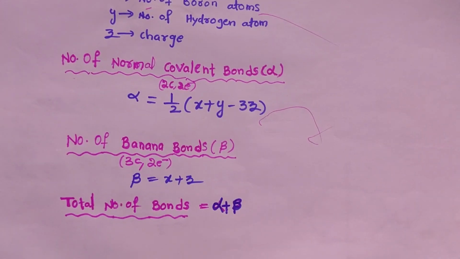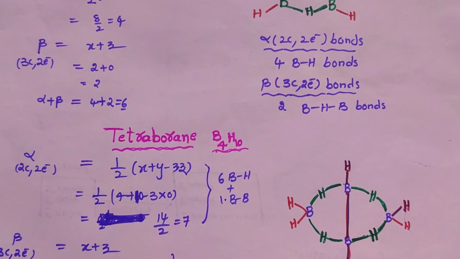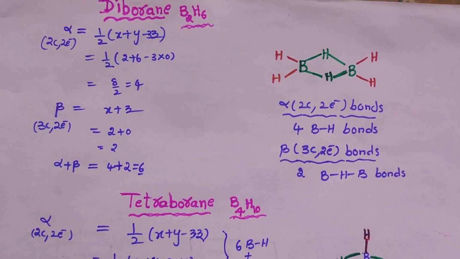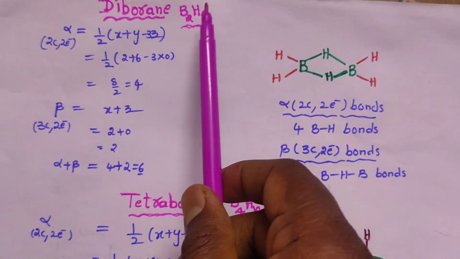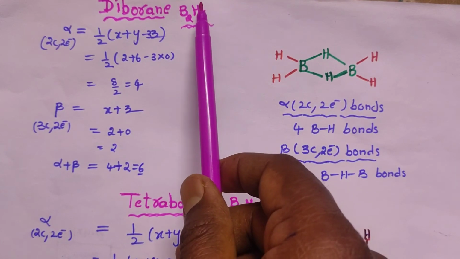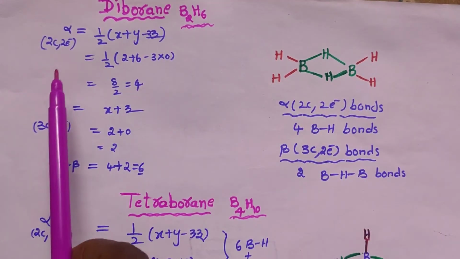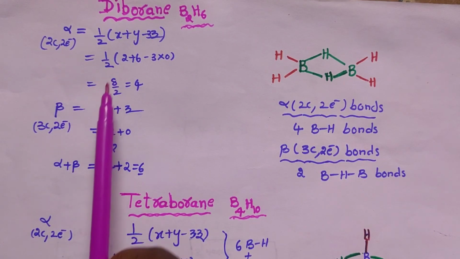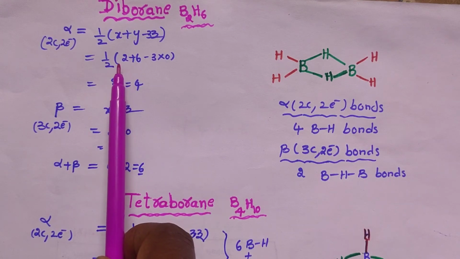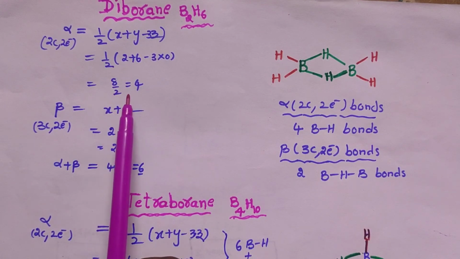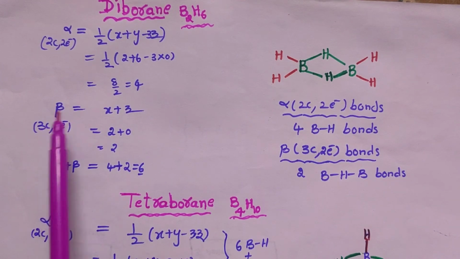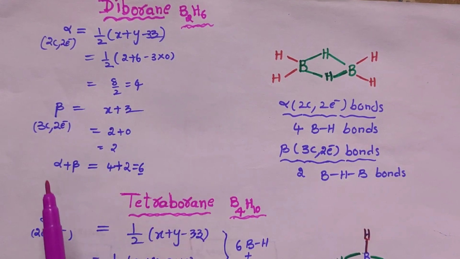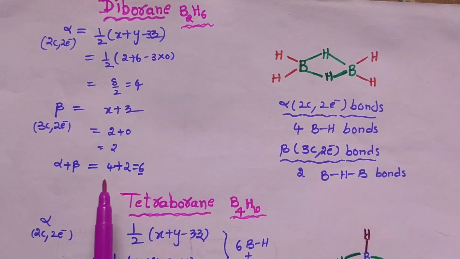Now we consider some examples. First of all, we go for diborane. Diborane formula is B2H6. Here x is 2 and y is 6, and there is no charge on it. So as a result, the number of 2-centered 2-electron bonds, that means alpha bonds, becomes 4: 1 by 2 into 2 plus 6, that means 8 by 2, that means 4. And the number of beta bonds becomes x plus z, that means 2 plus 0, that means 2. So the total number of bonds in diborane, B2H6, is 4 plus 2, that means 6.